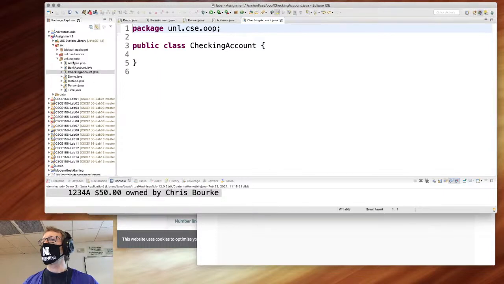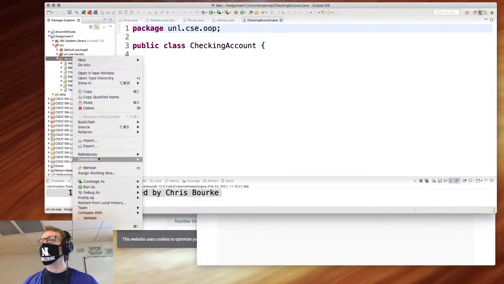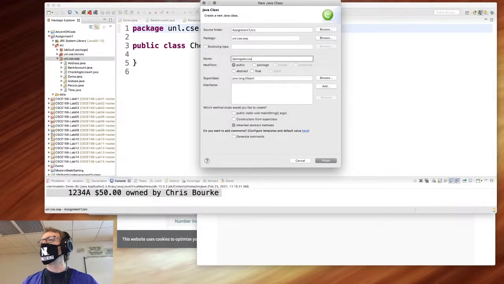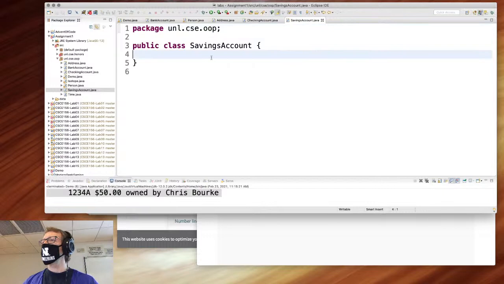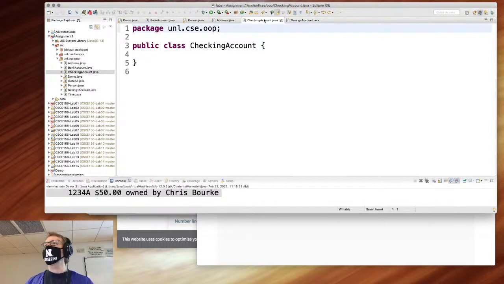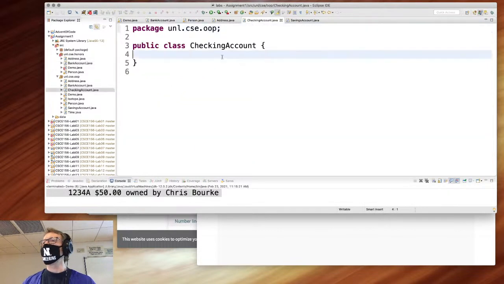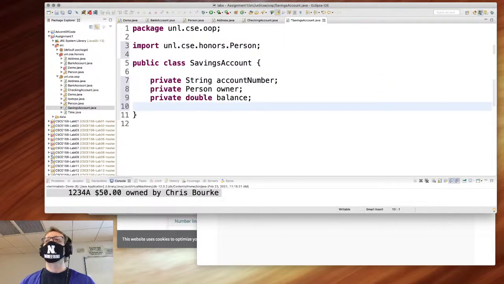So there's my checking account, and here's my savings account. There we go. All right. Well, tell me about a checking account here. A checking account would have an account number, probably, an owner, and a balance. Copy, paste. What about a savings account? Same. Anytime you find yourself doing copy pasta, really rethink what you're doing.